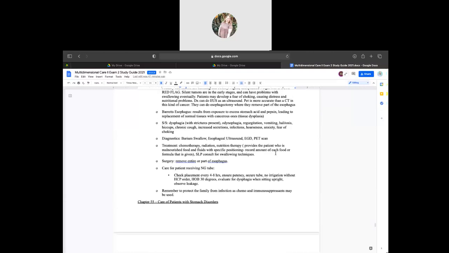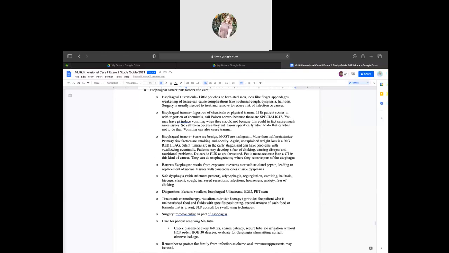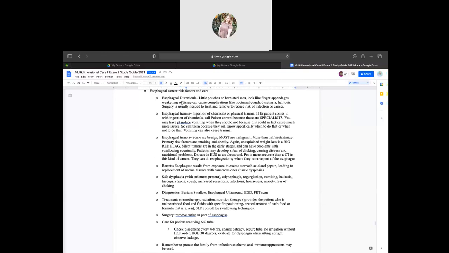Now we're going to talk a little bit about esophageal cancer. There are different types of esophageal problems: diverticula, or little herniated pouches in the esophagus, that can cause complications. Surgery is needed to treat them and to reduce the risk of infection or cancer. Esophageal trauma occurs from chemicals or trauma. If there are chemicals involved, call poison control. The patient may have vomiting, and it can cause more trauma, and we don't want that.